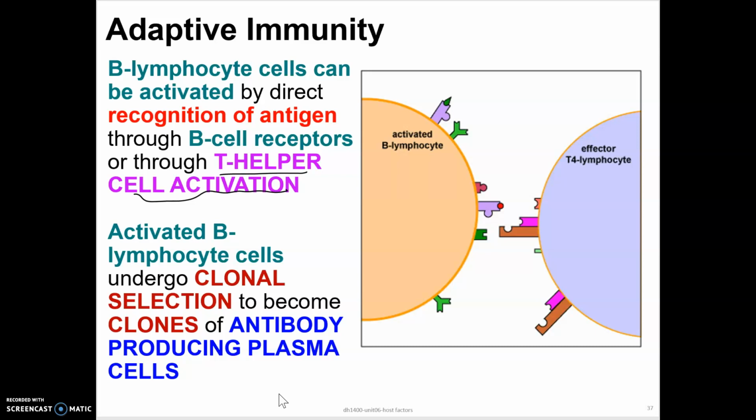Now once those B cells get activated, they can undergo cloning again, and those clones can then go on to produce plasma cells, which are the cells that will produce our antibodies.